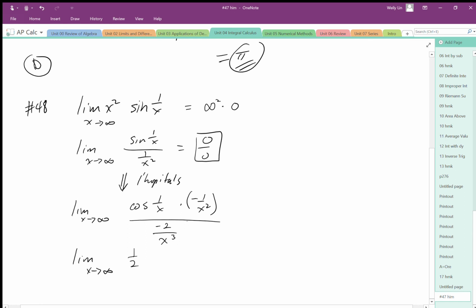The x squareds are going to cancel, so I'm going to end up with x in the numerator times cosine of 1 over x, which is cosine of 0. So plugging this in, the cosine of 0 is going to be 1. We're going to end up with infinity over 2 times cosine of 0, which is 1. So that's going to be equal to infinity. In this case, it looks like the answer for number 48 is C. It's going to be infinity.